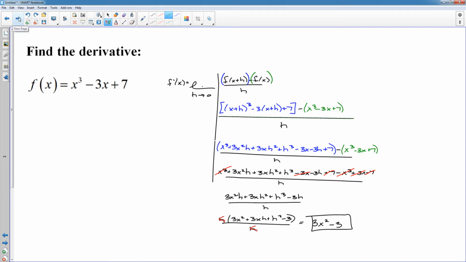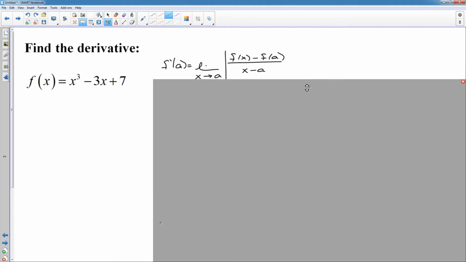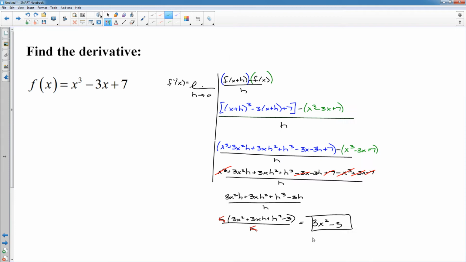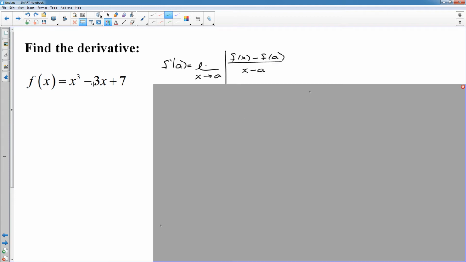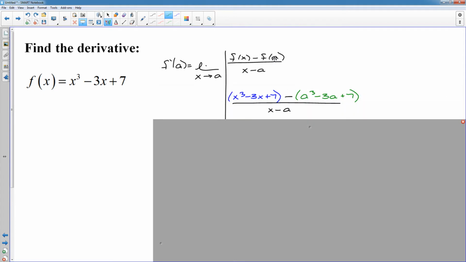I want to show you how to do the general derivative with the other technique, the limit as x approaches a technique. Now this will give my derivative in terms of a, not x. So if my derivative is 3x squared minus 3, which is what we got down here, then the answer to this one will be 3a squared minus 3. So we kind of know where we're going with it. So I'll plug in my f of x, and I'll plug in my f of a. f of x is just your function, f of a, just replace the x's with a.